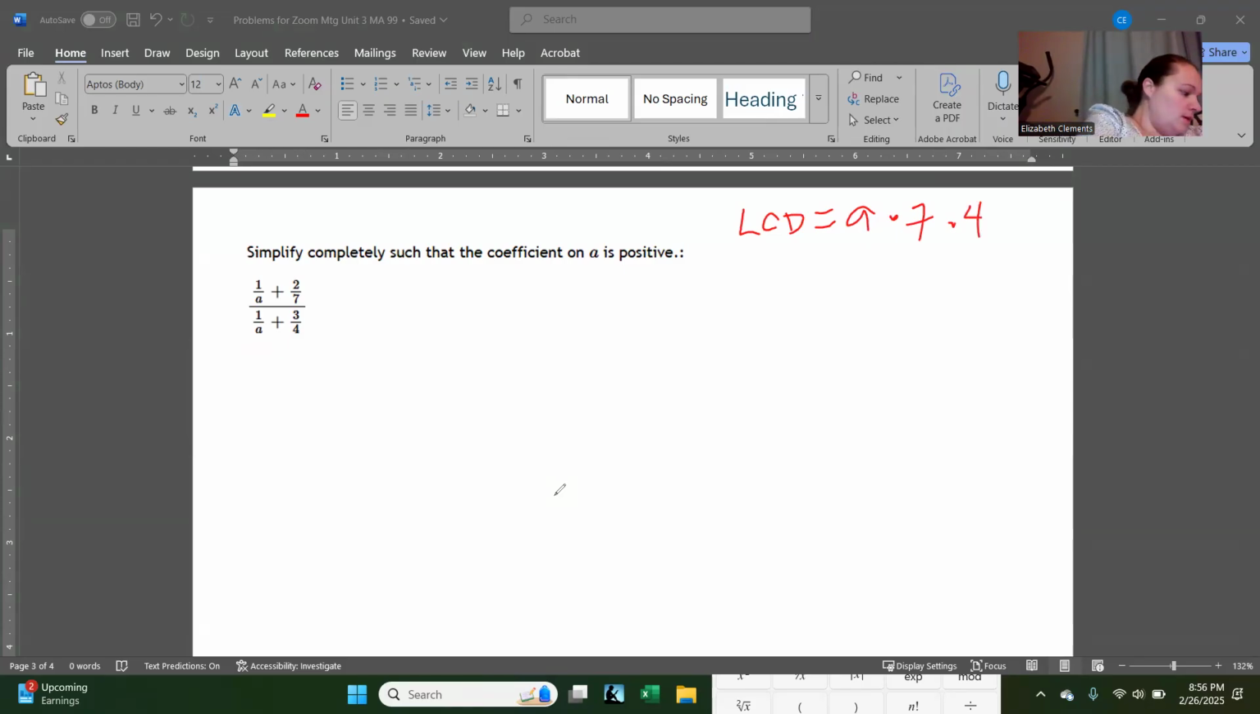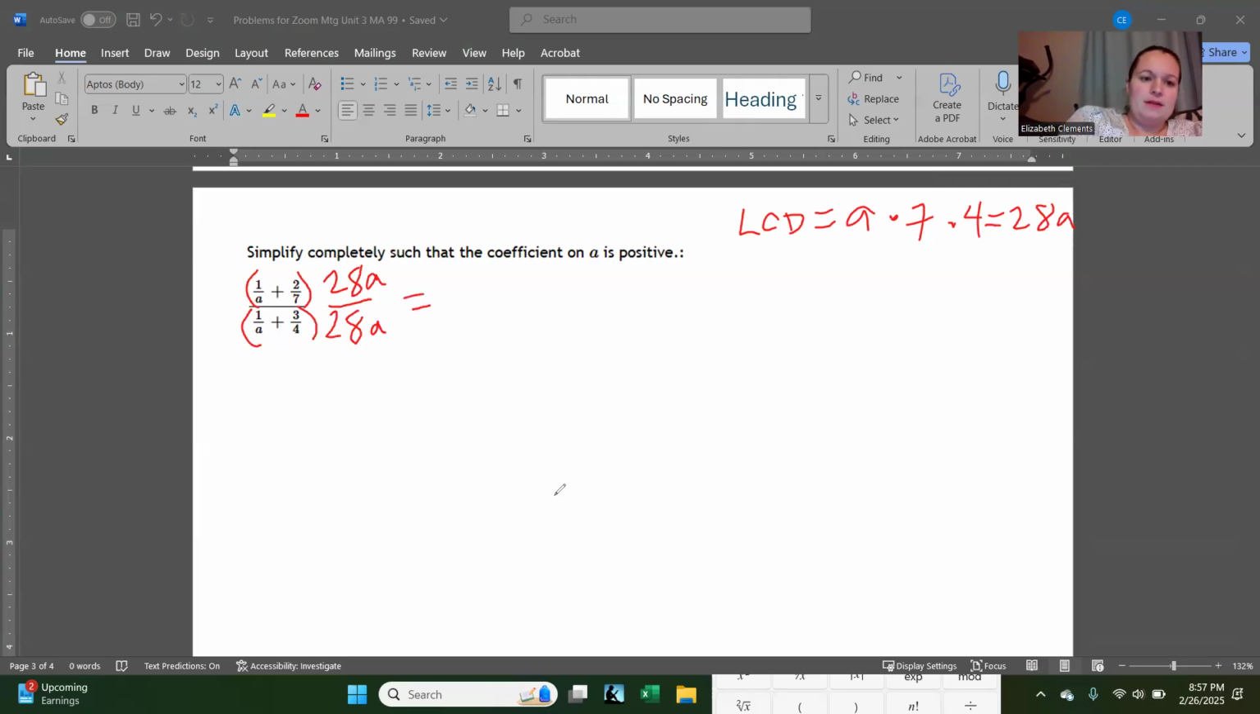So our least common denominator is going to be 28a. So what I'm going to do is multiply the numerator by 28a and the denominator by 28a. The reason why I can do this is because 28a over 28a is 1. I'm multiplying by 1. I'm not changing the problem. I can't just multiply by anything and not do it to both parts. I have to do it to both parts for this to be allowed. We're not changing the problem, we're just simplifying a different way.